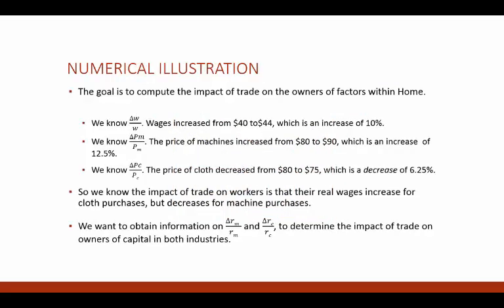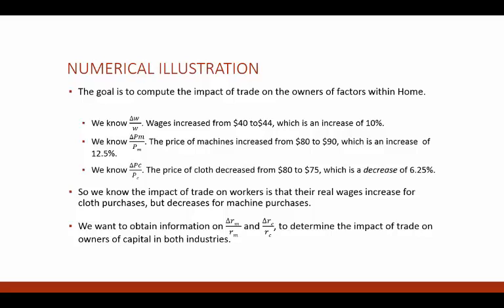Computing the impact of these changes on the owners of factors in home, we have that the percent increase in wages due to trade is 10%, but the percent increase in the price of machines is 12.5%, while the percent change in the price of cloth is a decrease of 6.25%. As a result, workers who buy cloth gain, but those who buy machines lose.